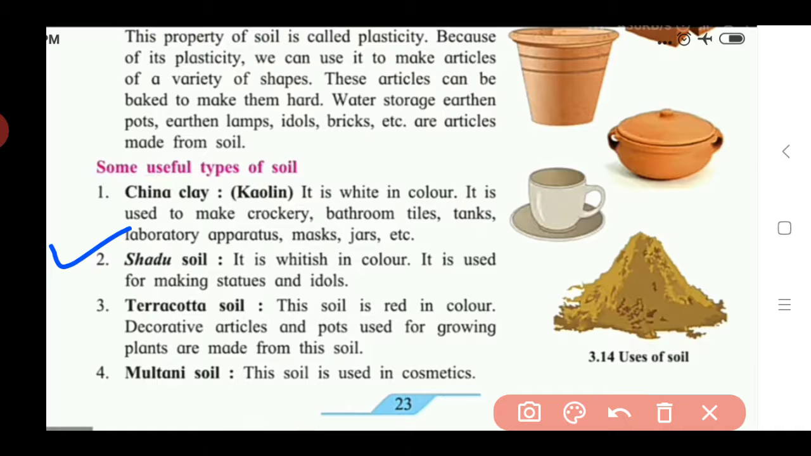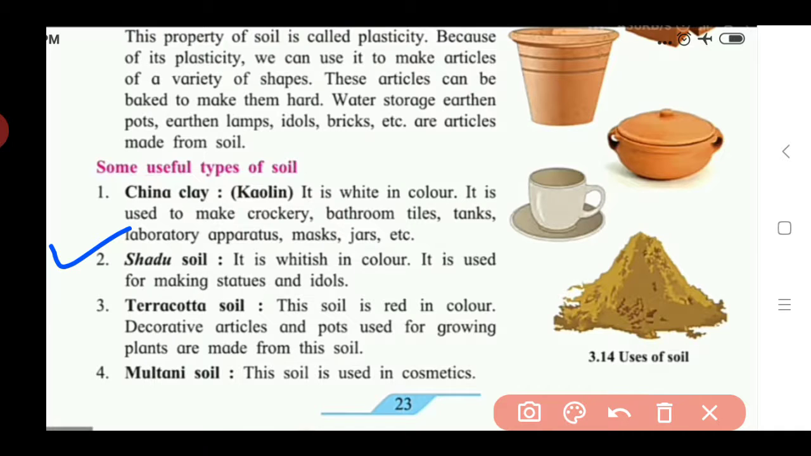So here this soil is used for making statues and idols. So what is the color? It is whitish in color, and these are the uses, that is for making statues and idols. It is the second type.